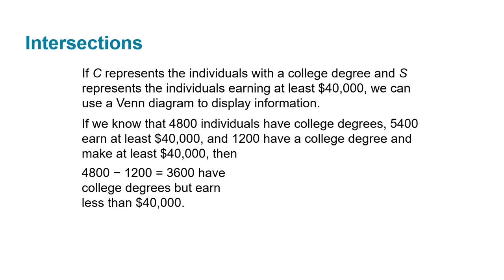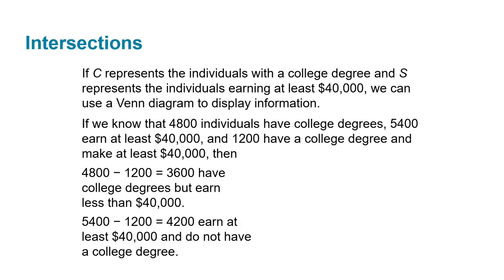4,800 minus 1,200 is equal to 3,600 have college degrees but earn less than $40,000. 5,400 minus 1,200 equals 4,200 earn at least $40,000 and do not have a college degree. Now, these calculations might seem difficult to understand, so that's why we need a Venn diagram. We can put all the information in a Venn diagram.